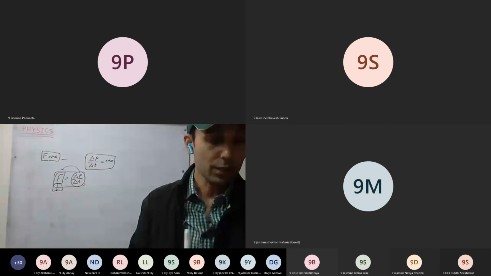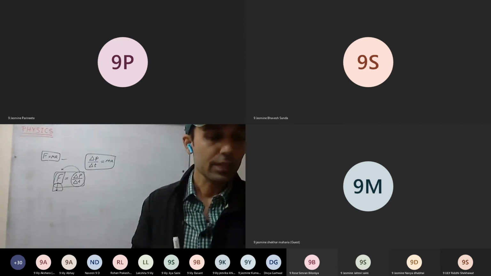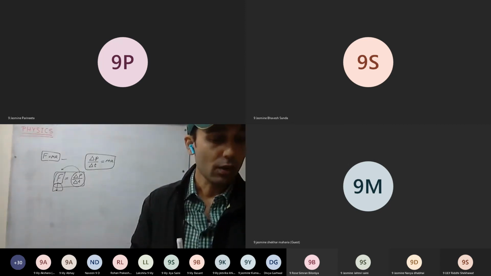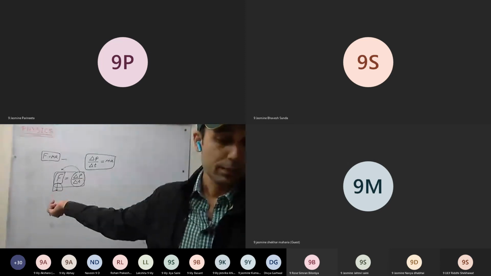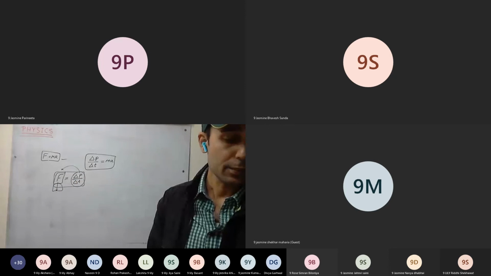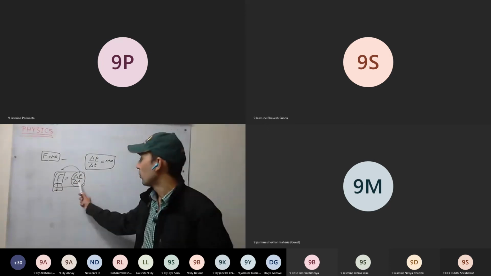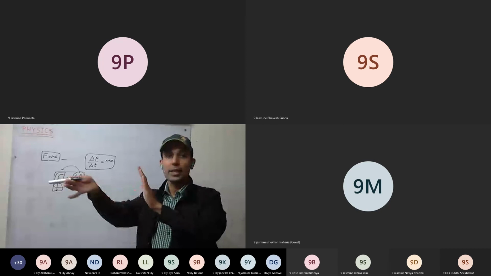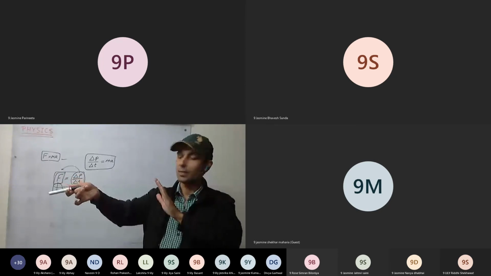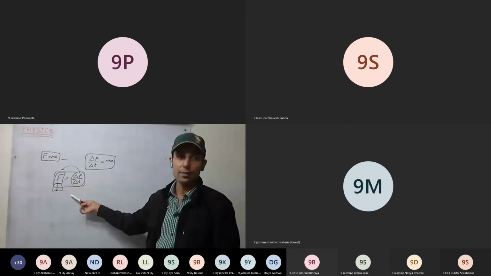Read the statement. According to Newton's second law of motion, the rate of change of momentum of a body is directly proportional to the force applied, and the change of momentum takes place in the direction of the force applied. The direction in which we apply the force, in the same direction the change of momentum will take place. Is the statement clear?